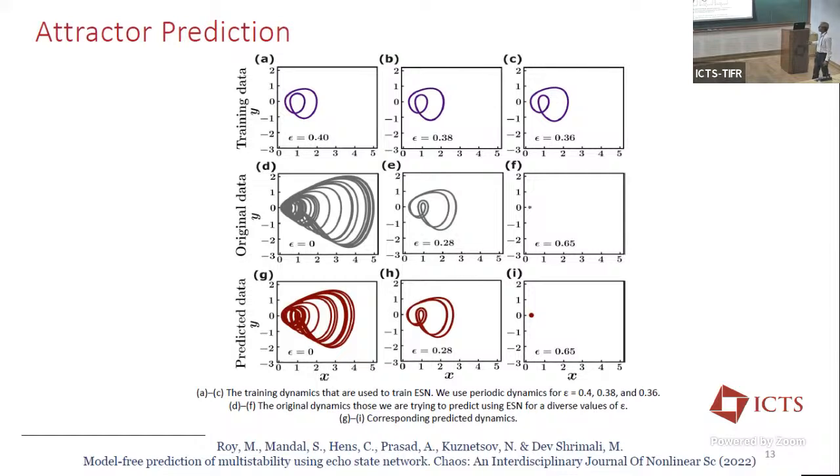So by training in the periodic region at a given epsilon, we could identify the chaotic, fixed point and other periodic orbits which are far away from the training data set. Yes. The training data is all periodic. Yes.